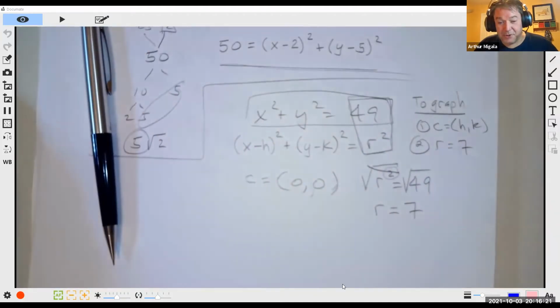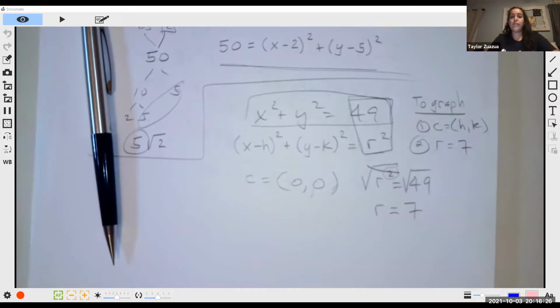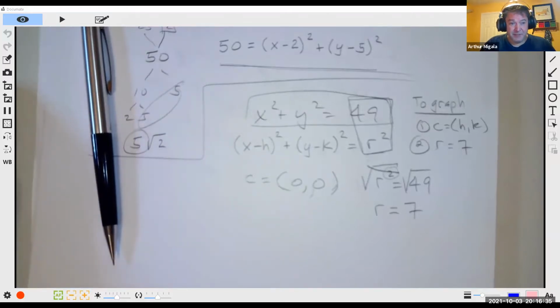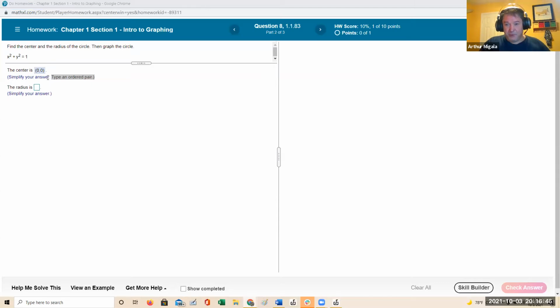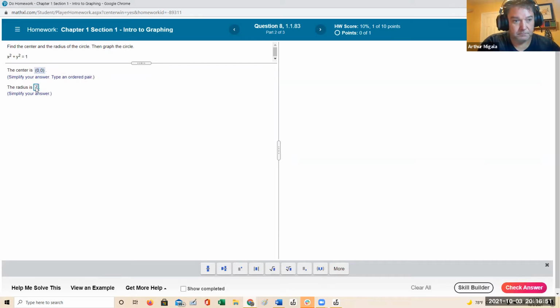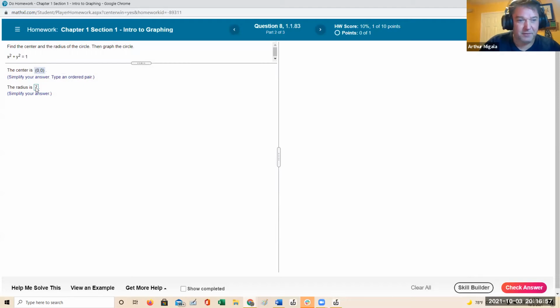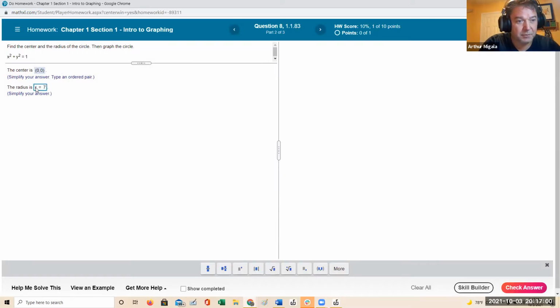So now I'll show you how to enter it in the computer. The center of this one was at 0, 0, so you would type it as an ordered pair, because it says type an ordered pair: 0, 0. Then the radius is 7, so r equals 7.